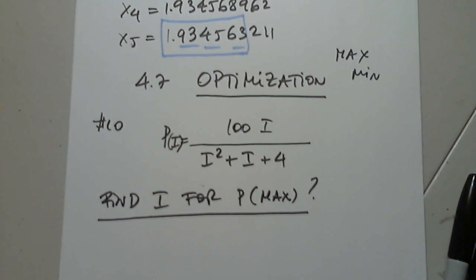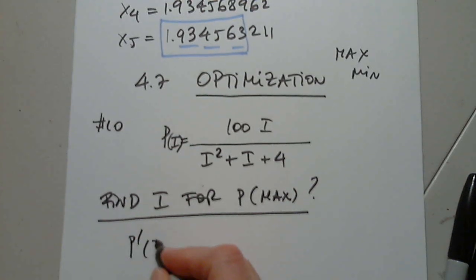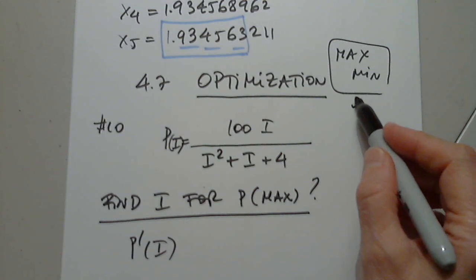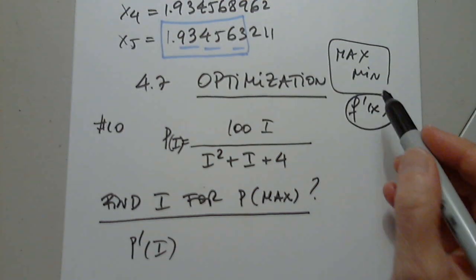Our critical numbers? Yes, but if I need to find the critical numbers, what do I have to find first, before I find the critical numbers? You have to differentiate. Of course. So I have to find P prime of I. The max min is based on f prime of x.